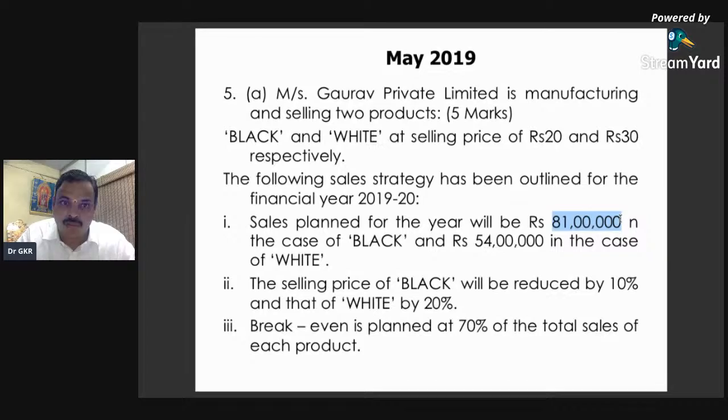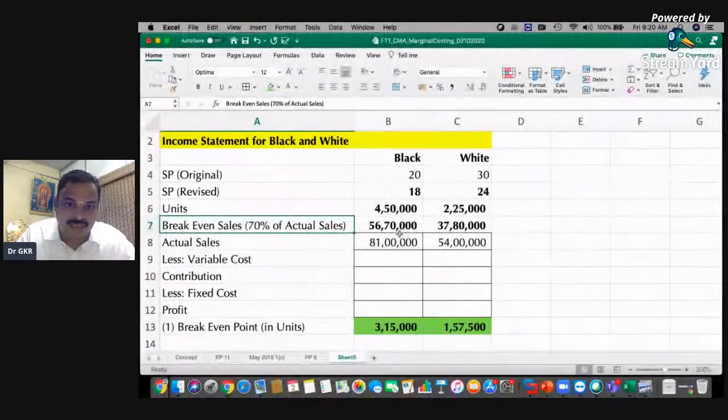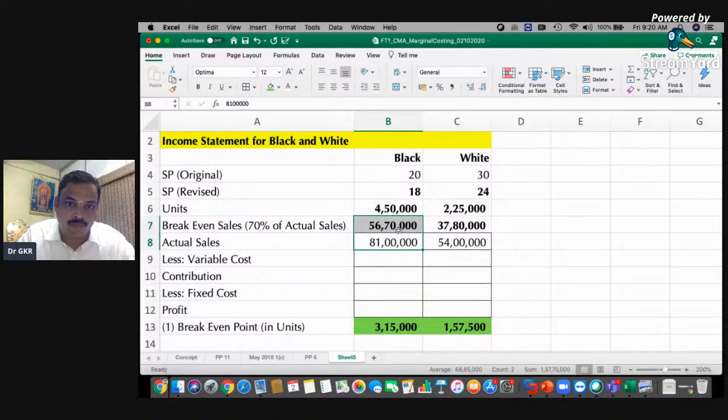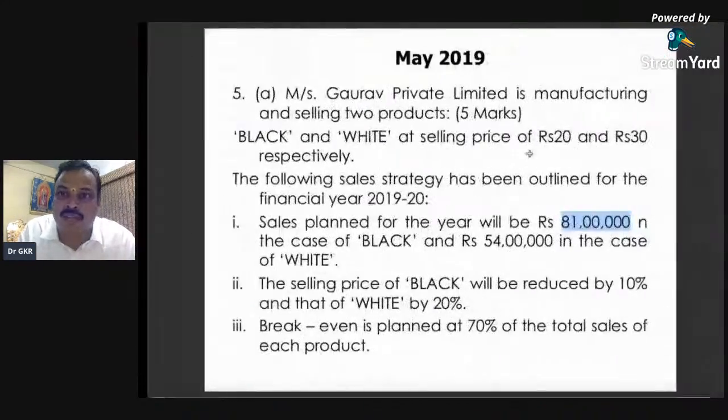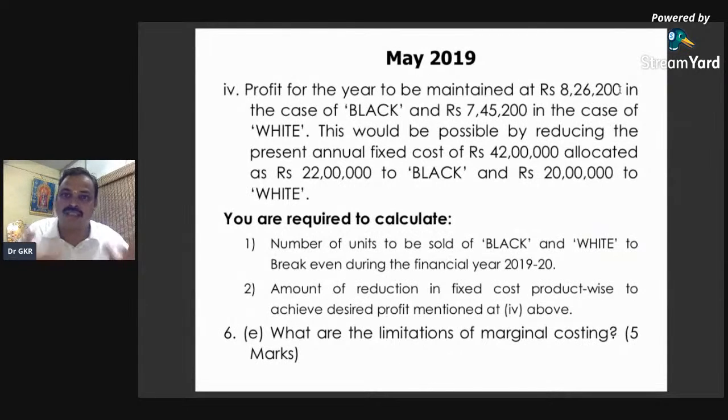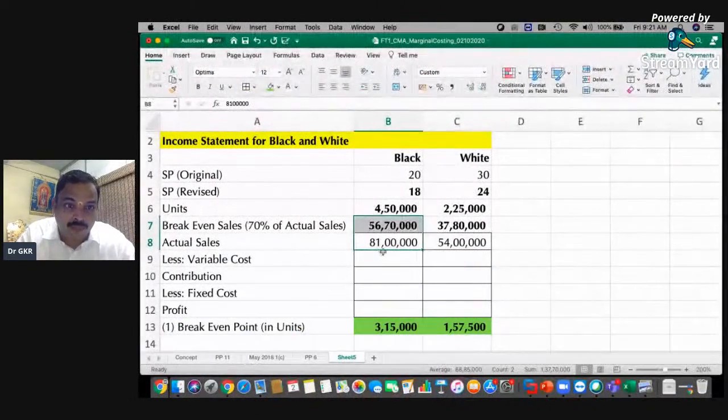Okay. Now, all of us, we know the increase in sales is between these two. What is your increase in sales? 81 lakhs minus 5670 is your increase in sales. For the increase in sales, that is equal to the contribution increase, that is equal to the profit increase. And what is the profit increase? He said as 826,200. So therefore, 826,200 divided by your change in your sales will be your PV ratio. Very, very important catch, which I am going to do now.